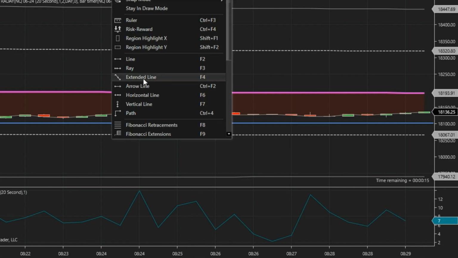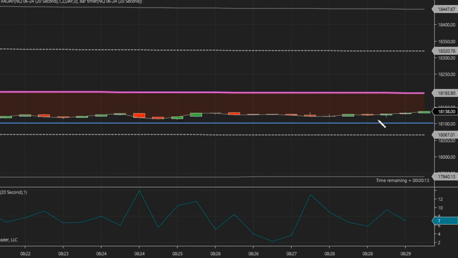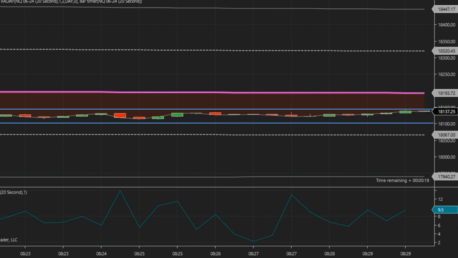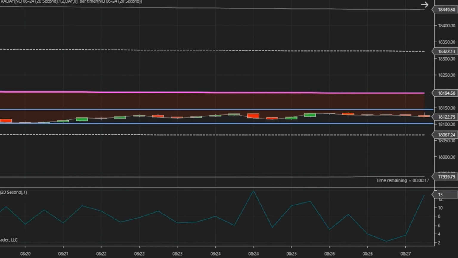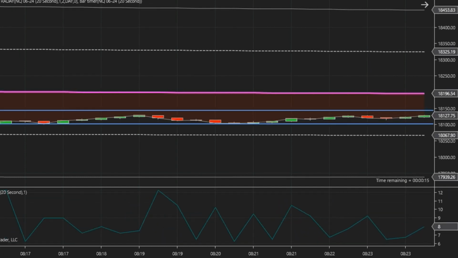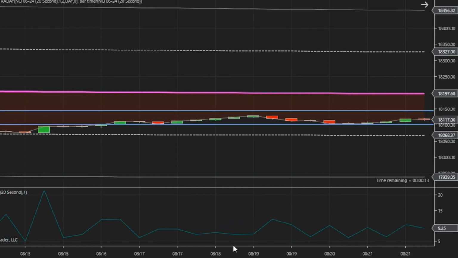We've talked the last couple of days about the difference between consolidation and being directional. And this is the best, look at this. This is the best example of consolidation that we've had up to this point.